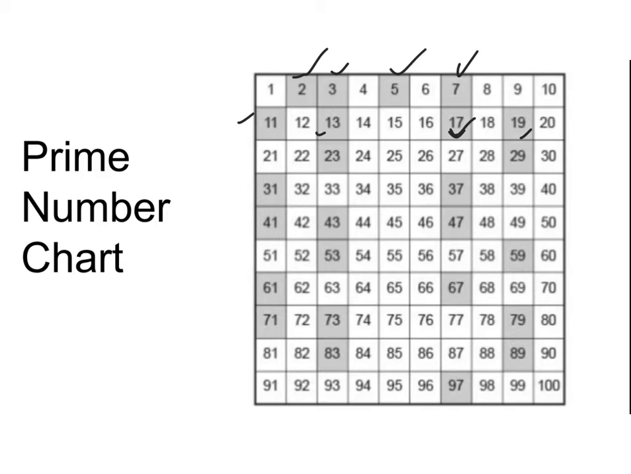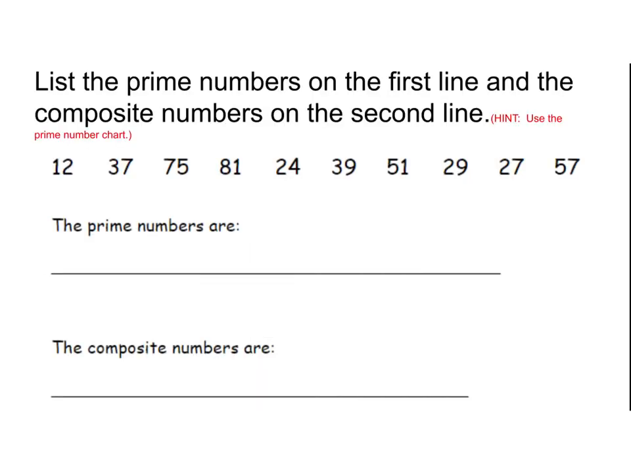It also is going to help you with the next questions on your assignment. I'm going to put this in your assignment, but it's going to be used only for the second question. The third question, you're going to have to come back to it. Here they're asking us to list the prime numbers on the first line and the composite numbers on the second line. Here is a hint: use the prime number chart.